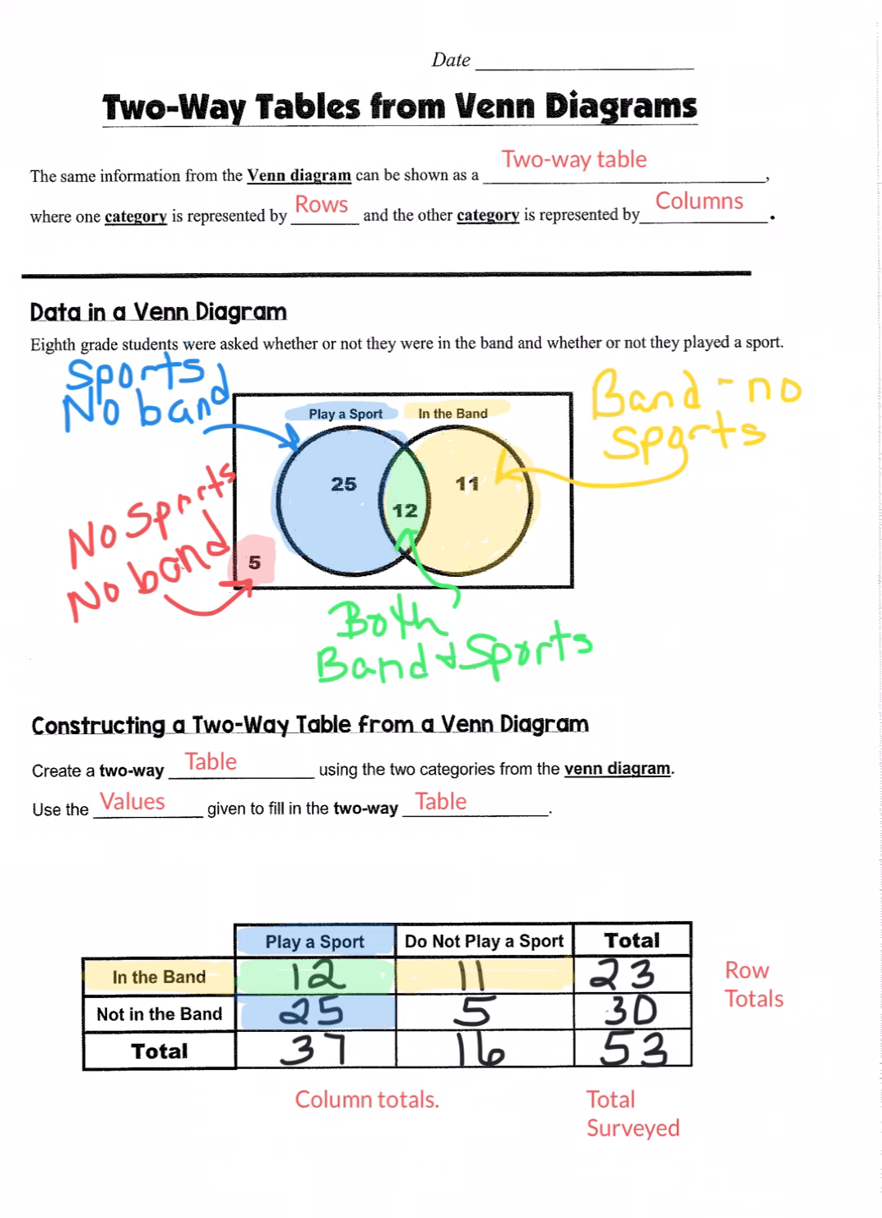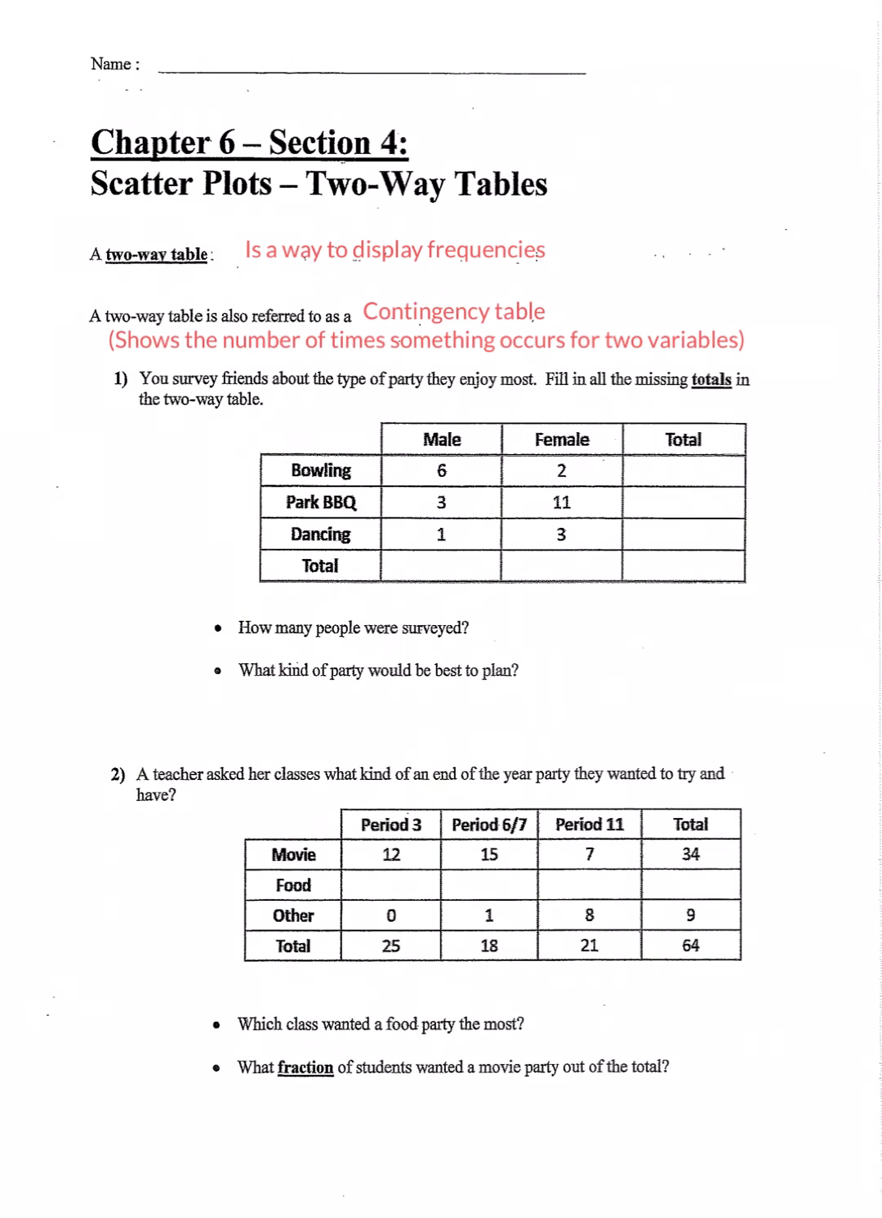Now let's look at the next page. A two-way table can be defined. It is a way to display frequencies. A two-way table is also referred to as a contingency table. It shows the number of times something occurs for two variables. You surveyed friends about the type of party they enjoy most. Fill in the missing totals in the two-way table. And then we're going to answer these questions.